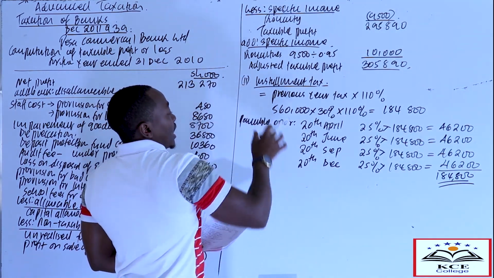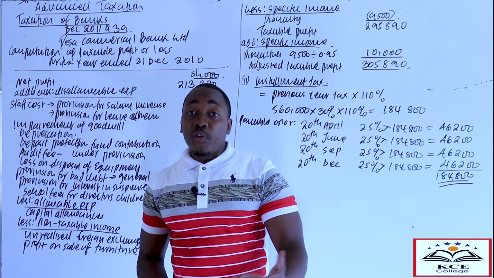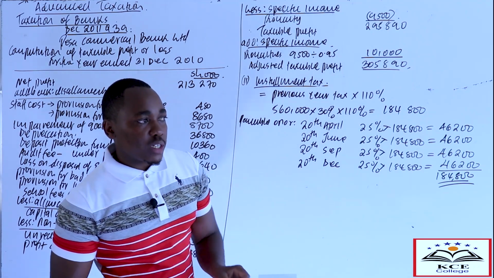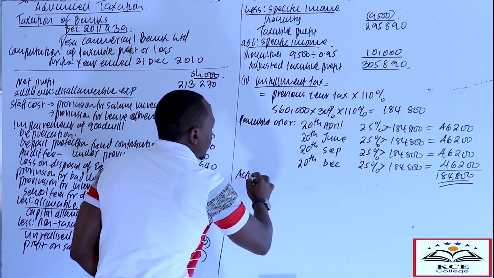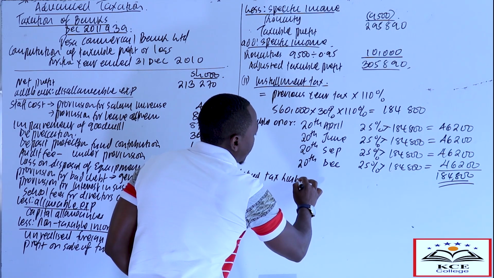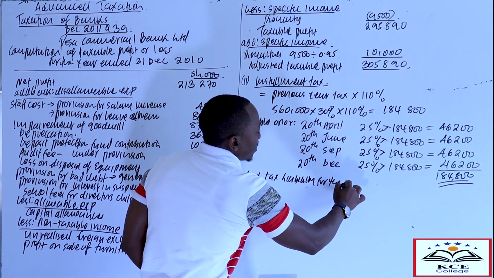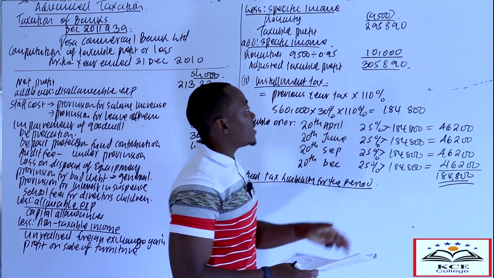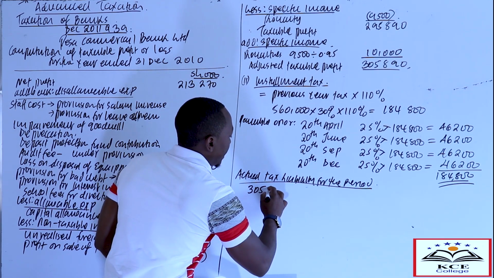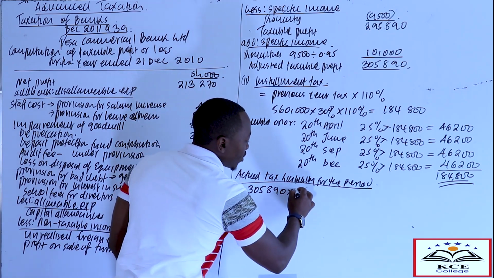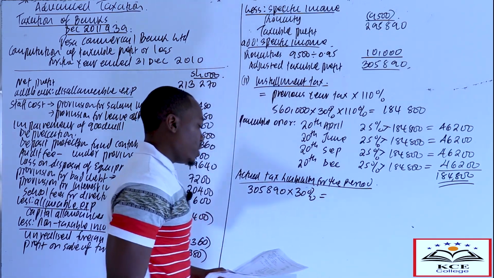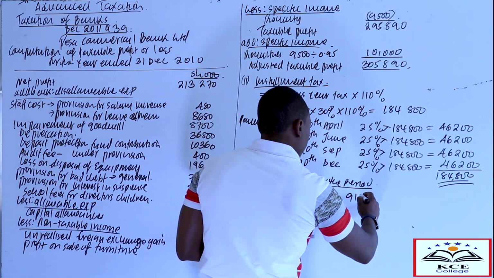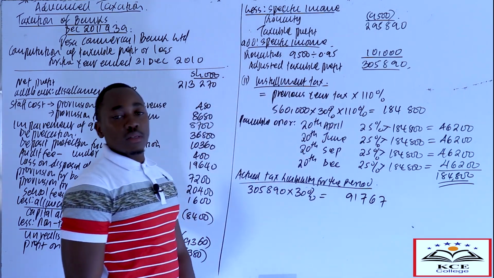You see, this tax you are supposed to have already paid before the year ends. Now, once the year ends, you prepare the financial statement for that period, then you determine how much was the actual tax liability. In this case, we have already prepared the financial statement, and our taxable profit is 305,890. You multiply by 30%, you determine the tax for that period. So for that period, they are supposed to pay an amount of 91,767. This is the tax for the period.